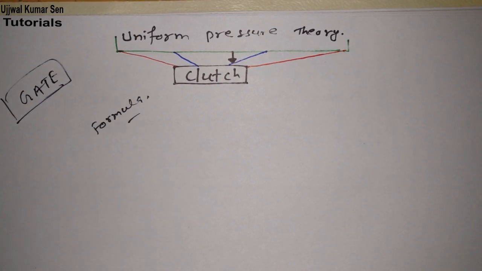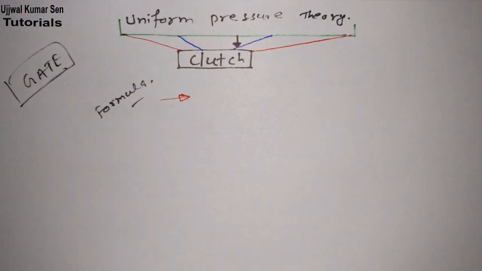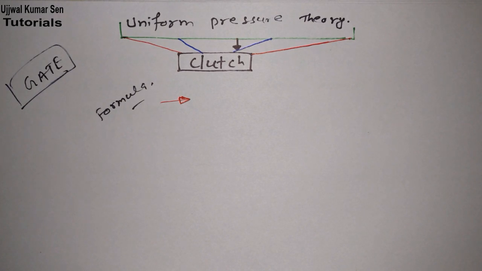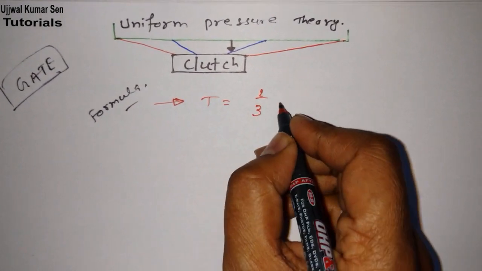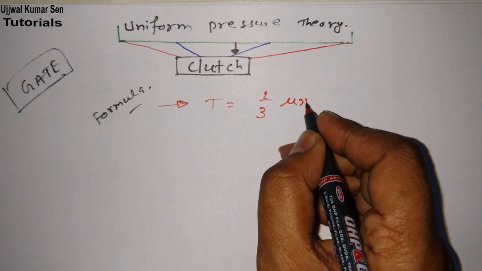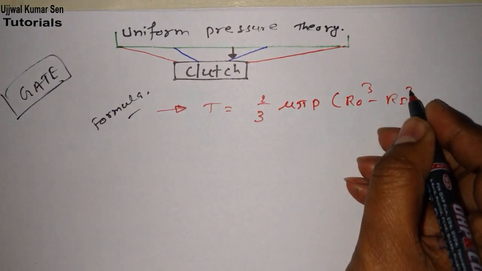I have already shared a couple of questions regarding clutch, brakes and others in machine design. But here, in the case of clutch uniform pressure theory, for finding the torque we have one formula, that is 2 by 3 mu pi p (r naught cube minus ri cube).